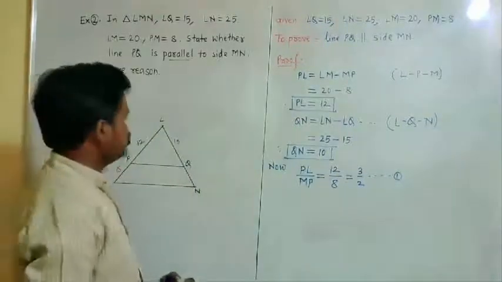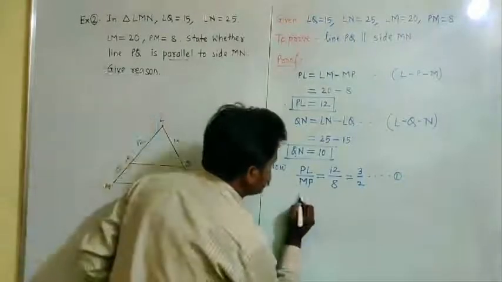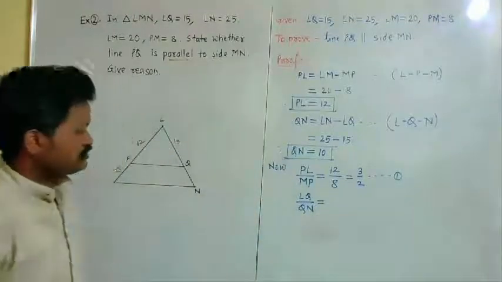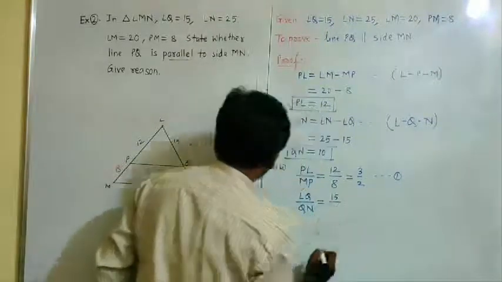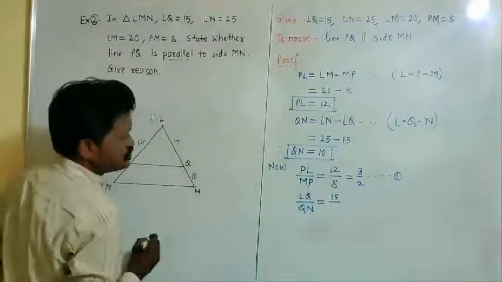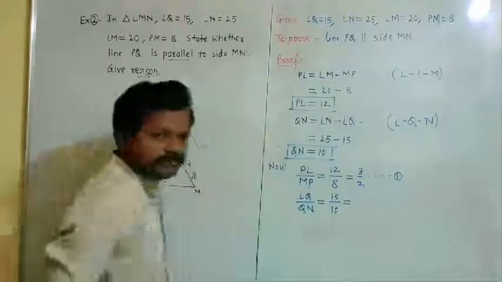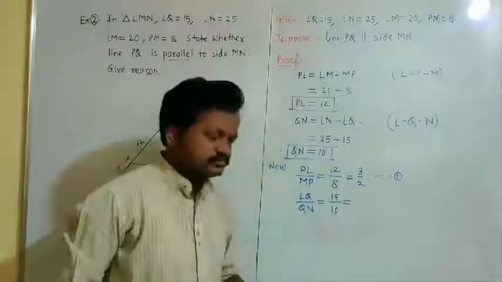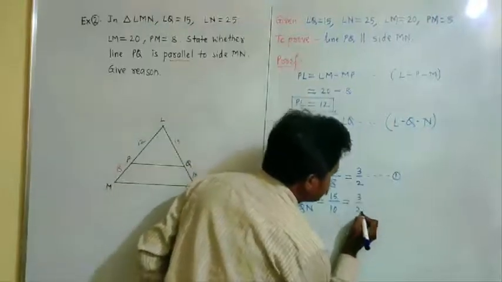Same way you get your second statement, LQ upon QN. LQ is 15 and QN is 10, so 15 upon 10. That is a multiple of 5: 5 into 3 is 15, and 5 into 2 is 10. So you get 3 upon 2. Second ratio.